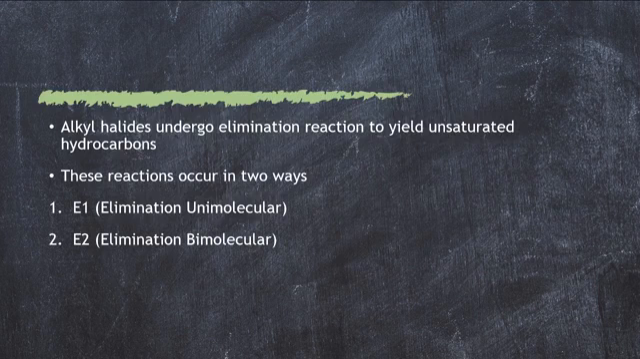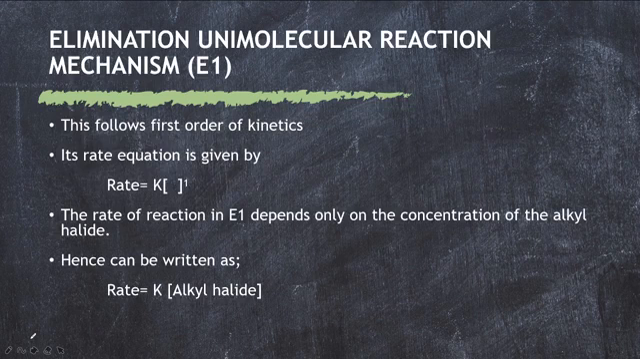Now alkyl halides undergo elimination reaction to yield unsaturated hydrocarbons. This reaction occurs in two ways, and that's something we need to know. Just like the substitution reactions I gave you last time, the reaction occurs as E1, that is elimination unimolecular, and E2, that's elimination bimolecular. I'm going to be talking about elimination unimolecular. So let's start with elimination unimolecular reaction mechanism, E1.